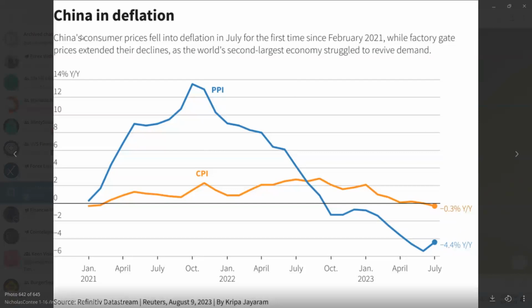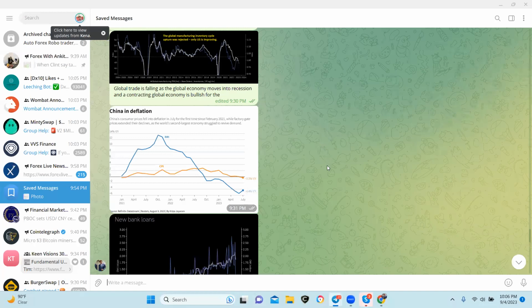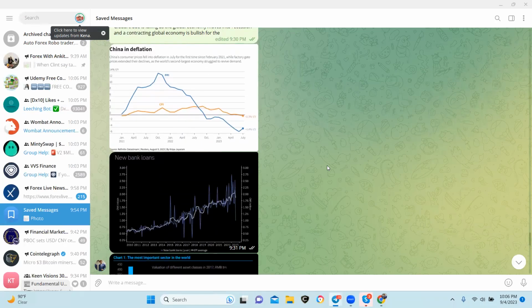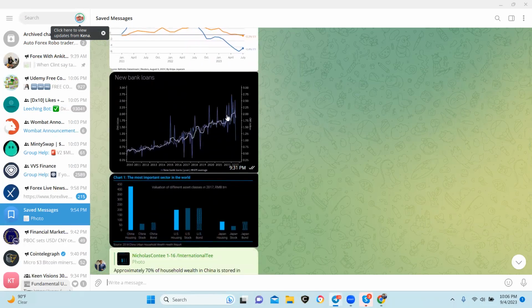So China is officially in deflation. Their consumer prices fell into deflation in July for the first time since February 2021, with factory gate prices extending their decline as the world's second largest economy struggled to revive demand. At the beginning of the year, we heard this big hoorah about opening causing a surge in demand, and China was going to save the day. We're actually seeing the opposite. So we've been playing accordingly and mapping our trades around that overall theme. New bank loans are also down in China.